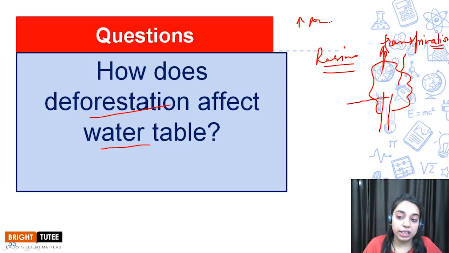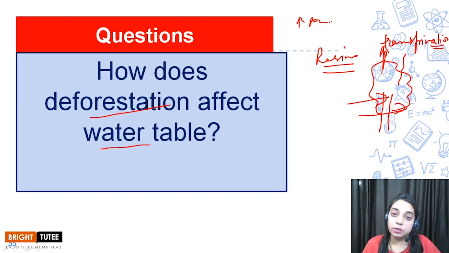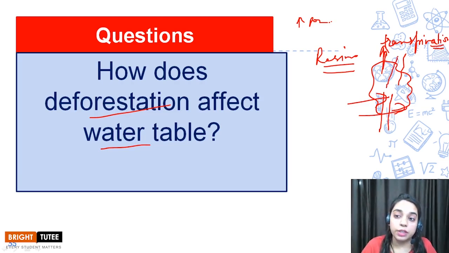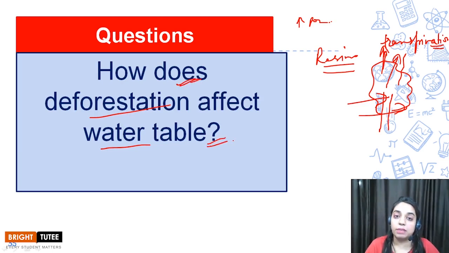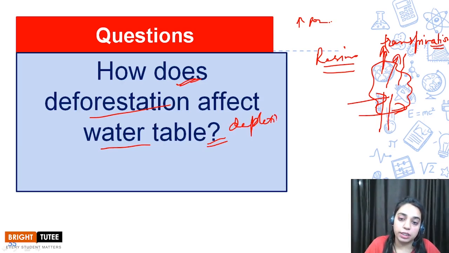So when we are doing deforestation, we are removing the trees, and this will create an imbalance in the water cycle, because less of the water will go into the atmosphere. So it is definite that we won't be receiving enough rainfall. This is how deforestation will affect the water table. It will lead to the depletion of the water table, right children?